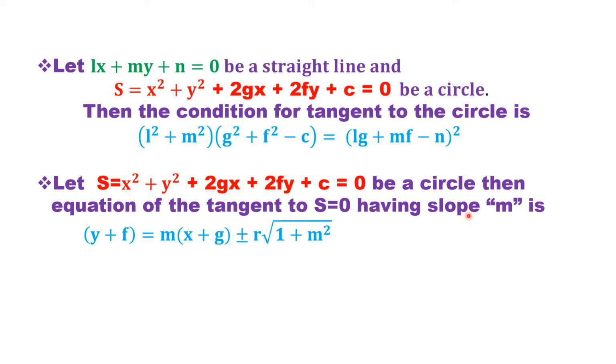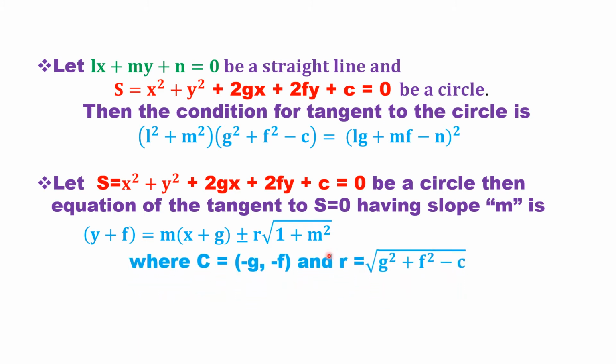Here already given slope m, and also g and f is the center. So here center already found using the circle equation, and substitute the values in this equation. y plus f equal to m into x plus g plus or minus r into square root 1 plus m square. r means radius of the circle. So here already equation of the circle given. So to find radius and substitute this one in this, then the equation of tangent is y plus f equal to m into x plus g plus or minus r into square root of 1 plus m square.